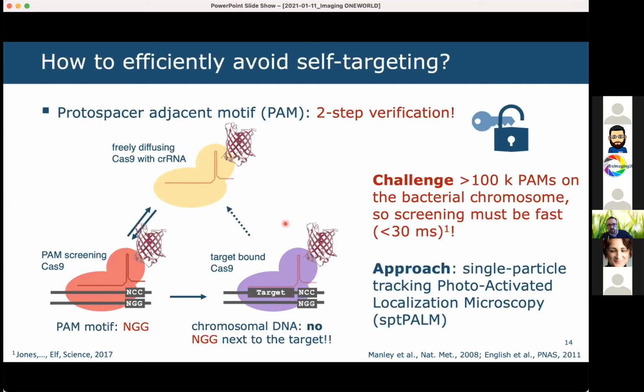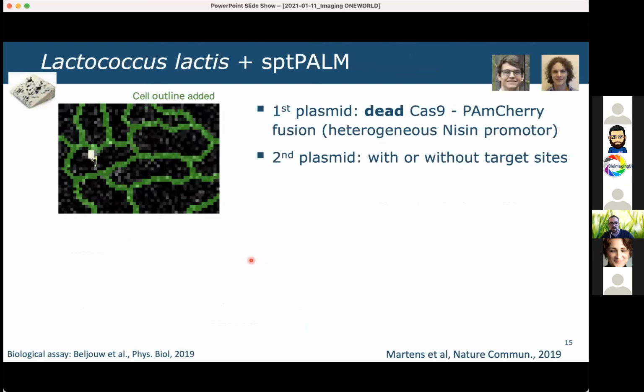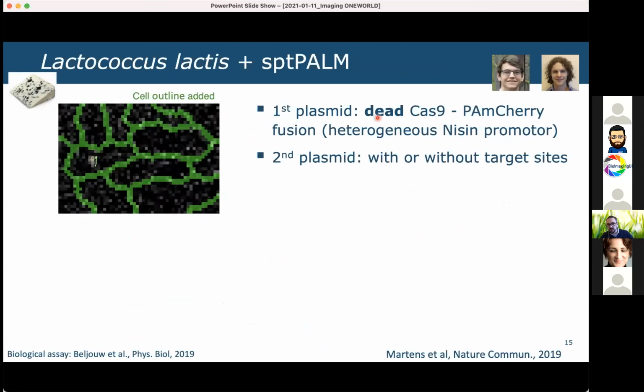And the approach we used I already indicated earlier. So we fused a genetically encoded fluorescent protein to it, and we used a photoactivated one, so that normally everything is dark and only one or two of those are on at any given time. And then we looked at the diffusion. So we had one plasmid with the dead Cas9, so it's catalytically not active, and the PAmCherry fusion, and a second plasmid with DNA with or without targets.